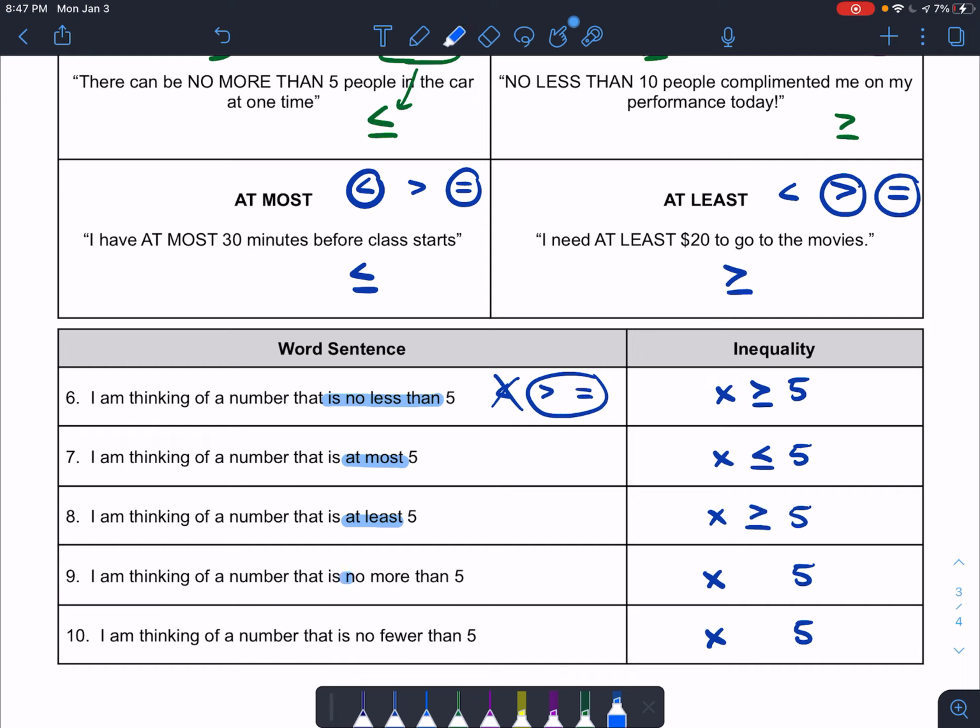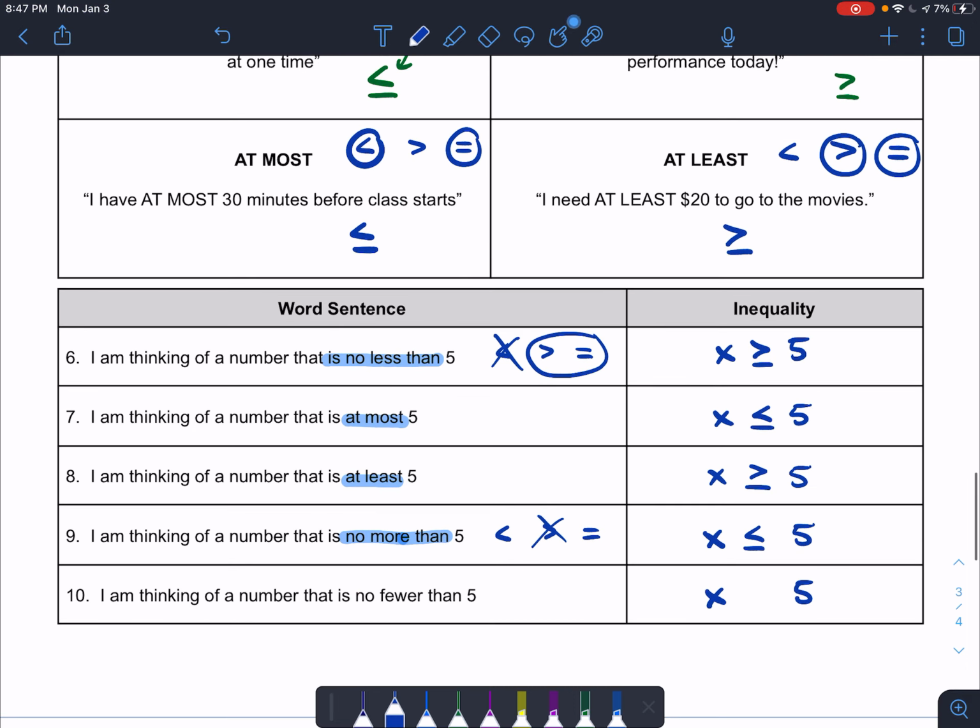And then for these last ones, we're going to use our strategy again. So I have less than, greater than, or equal to. If it's no more than, that means it is not greater than. So I would cross off greater than, and I would combine the remaining less than or equal to. So x is less than or equal to 5. And finally, if I'm thinking of a number that is no fewer than 5, then no fewer, that's like less than, so it's not less than. So I get rid of my less than, and I would combine. So x is greater than or equal to 5.